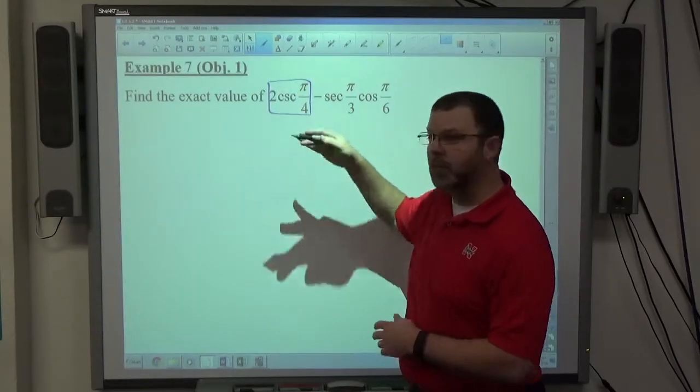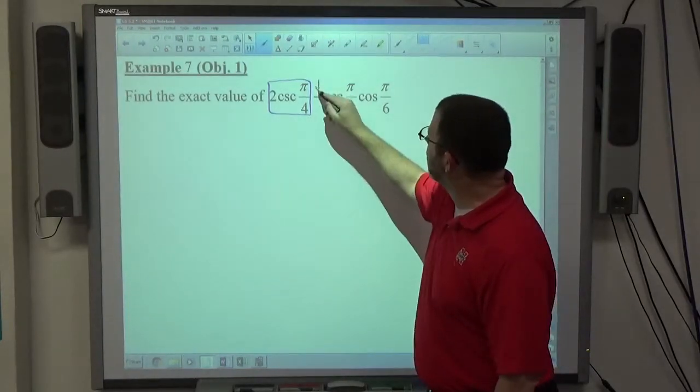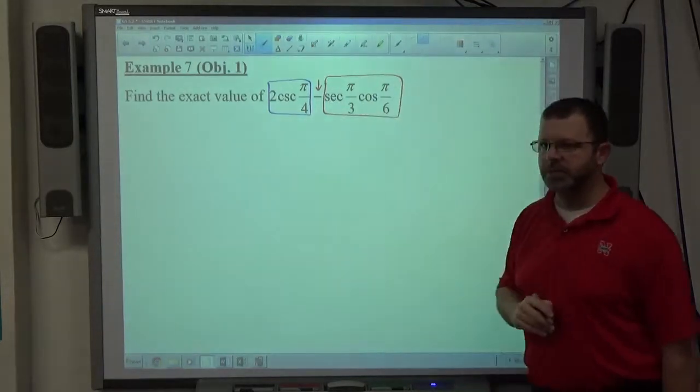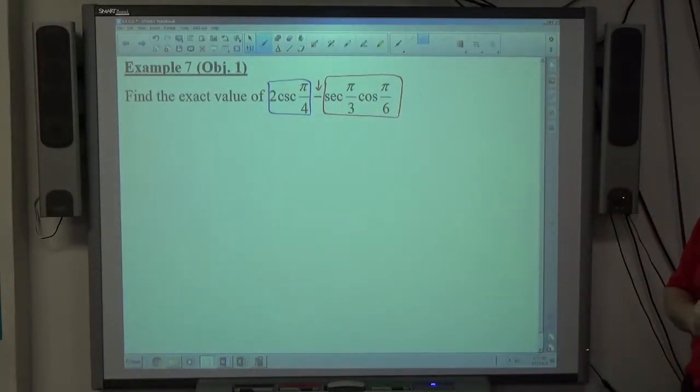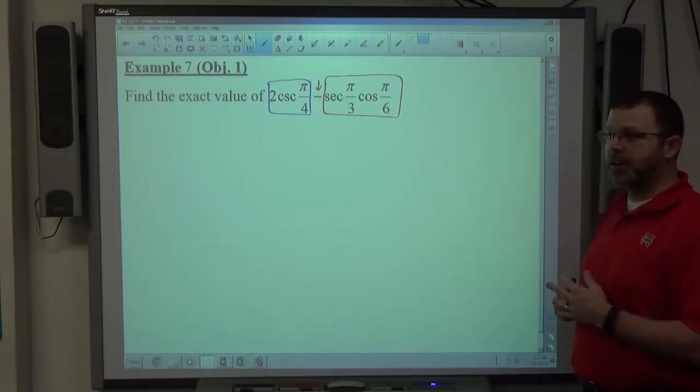So cosecant of pi over 4 equals something. We're going to multiply that times 2. We're then subtracting that from the product of secant pi over 3 and cosine pi over 6. Alright? And again, if we go to our sheet, we have all that information right there for us.